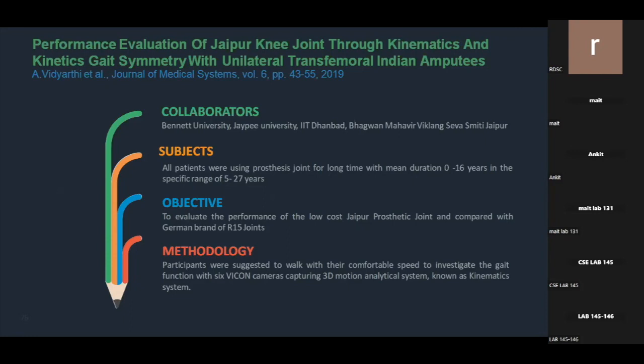The patient has moved from one place to another, and his or her data is extracted by the sensors and the motion cameras. Same way, same patient, same distance, average conditions remain the same. Only the prosthetic joint is replaced with the 3R15 instead of the Jaipur knee, and again the patient walks. We have repeated this experiment 2 or 3 times per patient, and we get a very good data set.